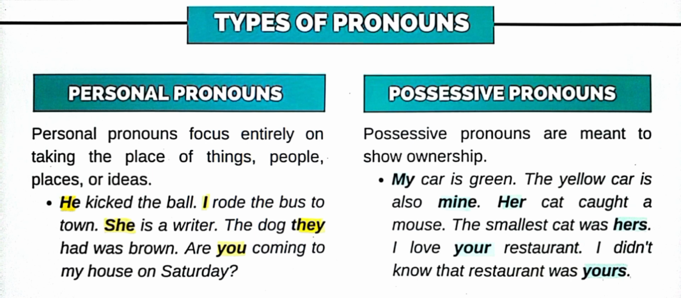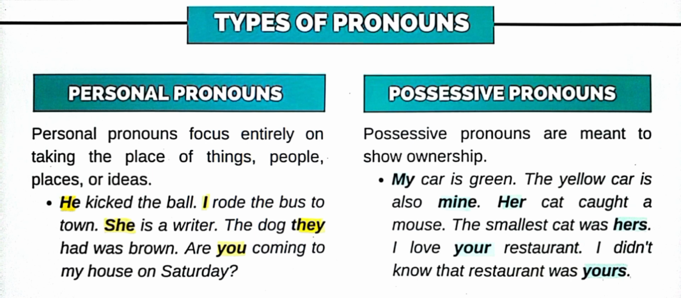Now let's move to the next type of pronoun, that is possessive pronouns. Possessive pronouns are meant to show ownership. They help us to show our belongings. Let's understand it through examples. "My car is green." I have highlighted the word my. It shows possession. Whose car? My car. It belongs to me. I own this car. It's my belonging. So I can say this is a possessive pronoun.